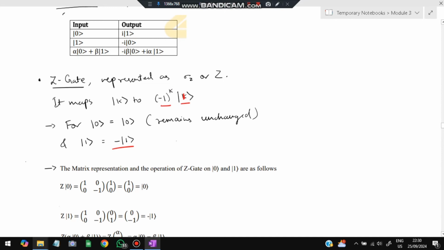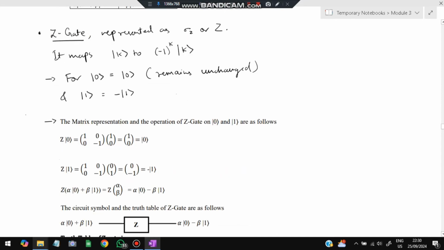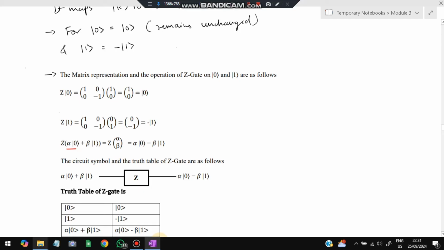Okay, and the matrix representation and the operation of the Z gate on 0 and 1. If we do the multiplication of the Z gate with 0 and 1, what we obtain is, if you multiply Z with 0, we'll be obtaining 0 itself, and if you multiply it with 1, we'll be obtaining minus 1 here. And if you multiply Z with alpha 0 plus beta 1, alpha will remain the same, and beta, since it's associated with 1, will become minus beta here.